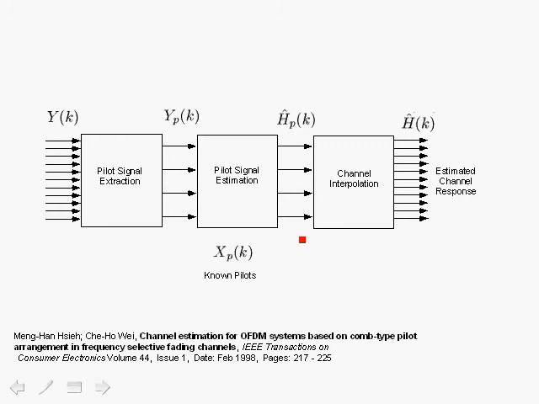Once you've estimated the channel response at the pilot locations, then we perform a channel interpolation in order to get the estimated channel response for every carrier, because we have to obviously equalize each carrier of the OFDM symbol.